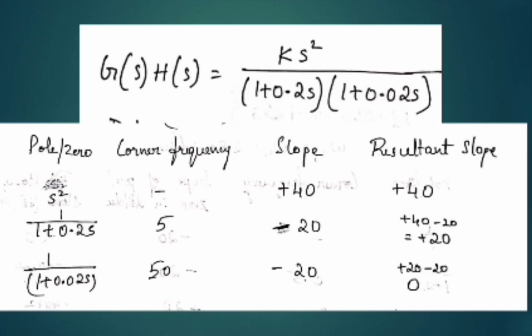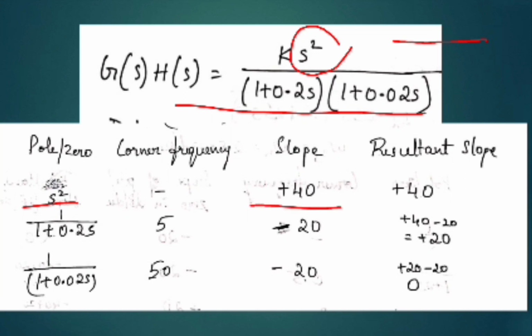Now let's find out the slope of zeros and poles. Taking this equation, we can see that there is first zero, that is s square. So as it is square, 2 times we need to consider the slope. So in the numerator, the slope is plus 20 decibel. So 2 times becomes plus 40 decibel. So the resultant slope also will remain plus 40 because this is the starting zero.